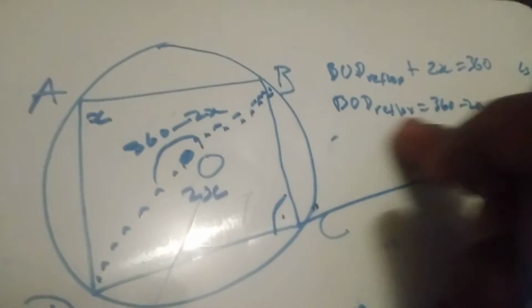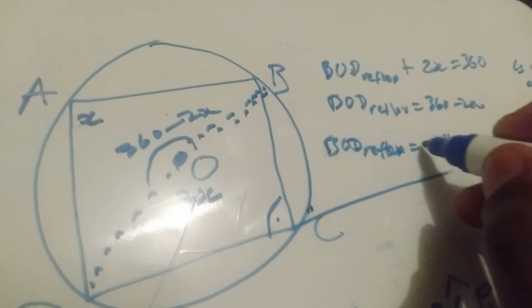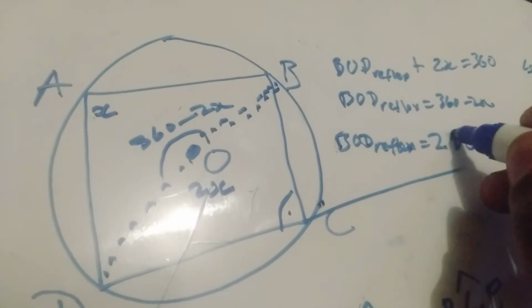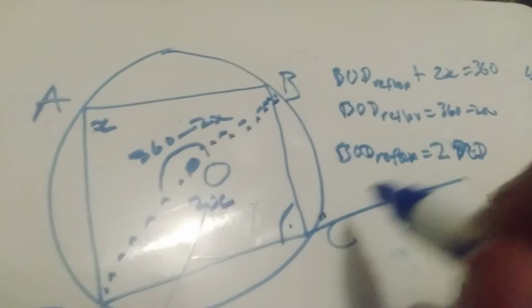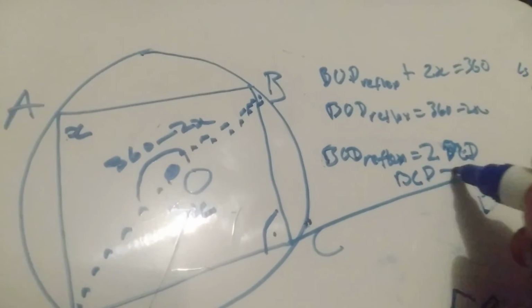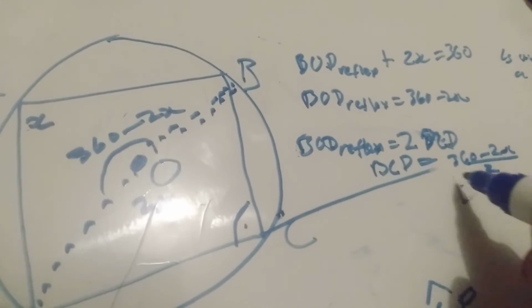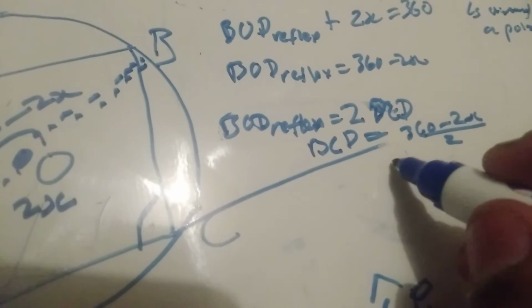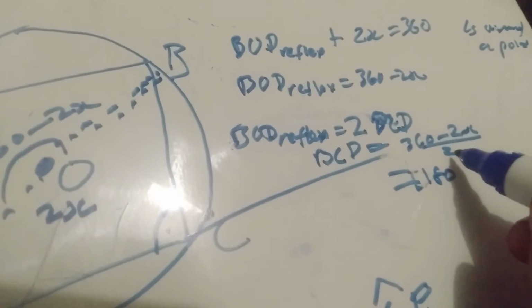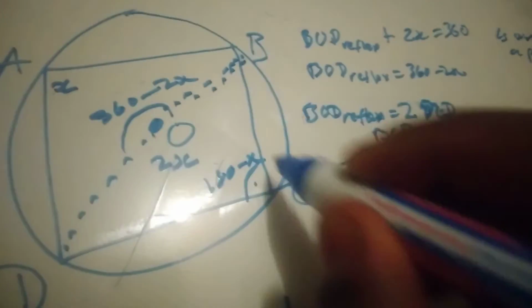Or I could have just written it as angle BOD reflex is equal to twice angle BCD, right? So this angle is twice that. So it means that angle BCD will be equal to 360 minus 2x divided by 2, because it's going to be half of that. So 360 minus 2x divided by 2 will just be 360 divided by 2 is 180, and then 2x divided by 2 is x. So this part will be 180 minus x, and we're almost done.